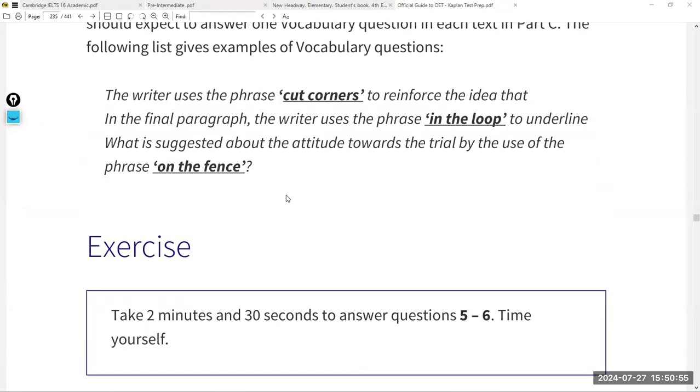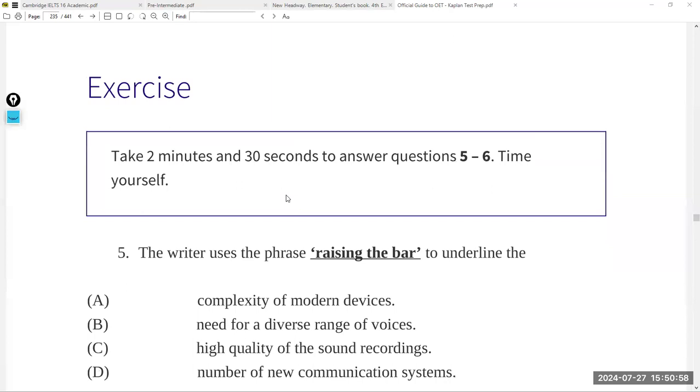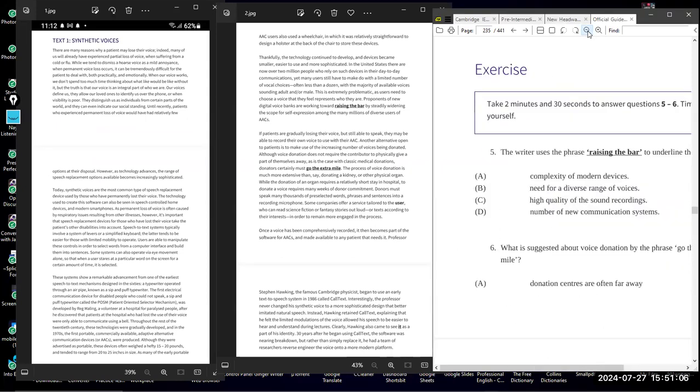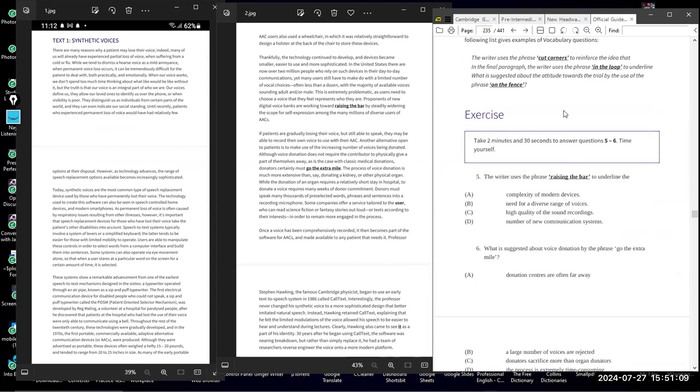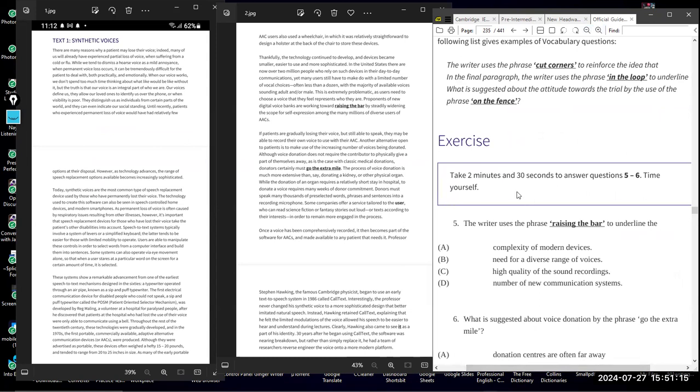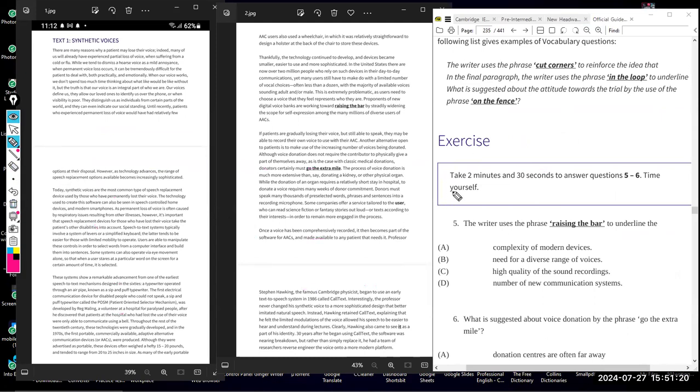Now, the same text, and absolutely the same question, but let me zoom in just to be able to see the question and the passage at the same time. If I want to make a little zoom in, can I do that? Yes, I can. Okay, now let's practice a vocabulary question. Now, this question is saying take 2 minutes and 30 seconds to answer two questions, not only one. Absolutely, I have to time myself correctly. Now, the writer uses this phrase, which is raising the bar, to underline the what.